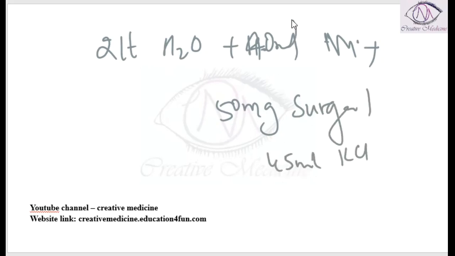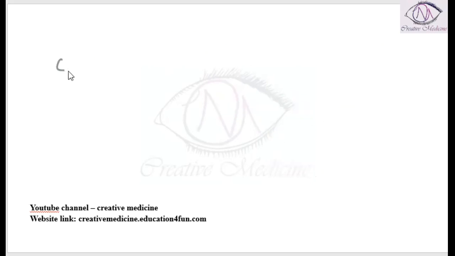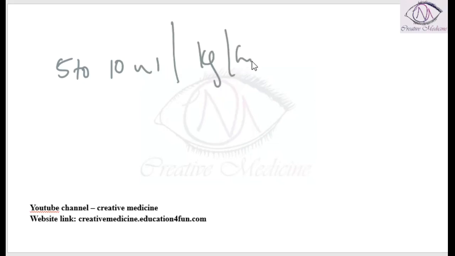Start giving oral fluids in the ratio of 5 to 10 ml per kg per hour and slowly increase the oral fluids to a maximum of 12 hours.